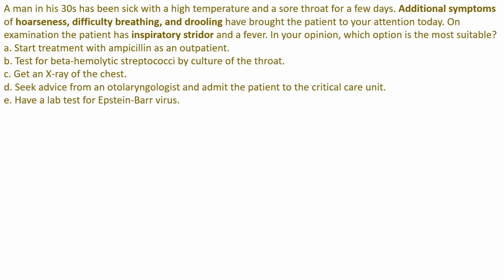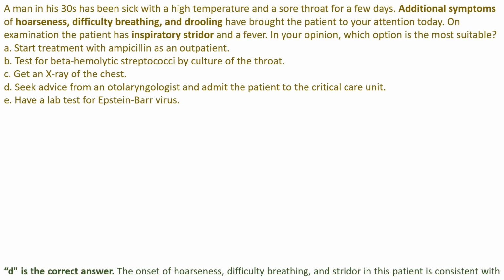A. Start treatment with ampicillin as an outpatient. B. Test for beta hemolytic streptococci by culture of the throat. C. Get an X-ray of the chest. D. Seek advice from an otolaryngologist and admit the patient to the critical care unit. E. Have a lab test for Epstein-Barr virus.